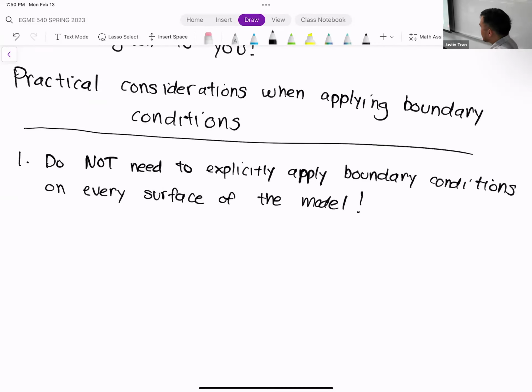And so, yes, it's true. You need to have at least one constraint type boundary condition. More often than not, you're going to have at least one load type, probably more than one load type boundary condition in the model. But you don't need to spend time to look for every single exterior surface in your model and apply a boundary condition. Because what ANSYS does is that, for every surface that you don't apply a boundary condition to, it applies what's called a default boundary condition.